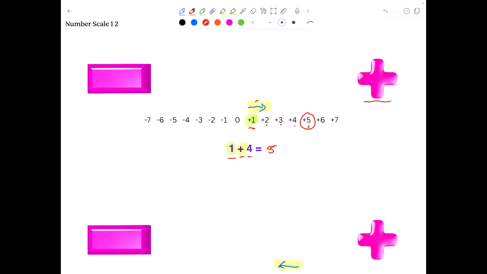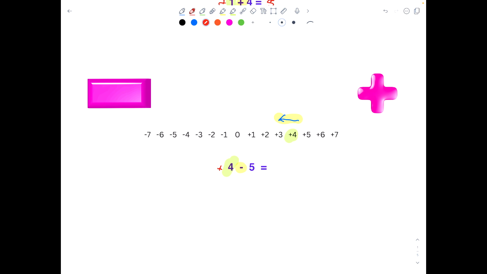When there's no sign, it's understood to be positive, or plus. Like here would be an imaginary plus. Okay, so that's good. Let's try this one here. We start with 4, which is plus 4. And then this minus tells us that we're going to the left, so we have a left arrow here. And we go 5: 1, 2, 3, 4, 5. So it's negative 1. So 4 minus 5 is negative 1.